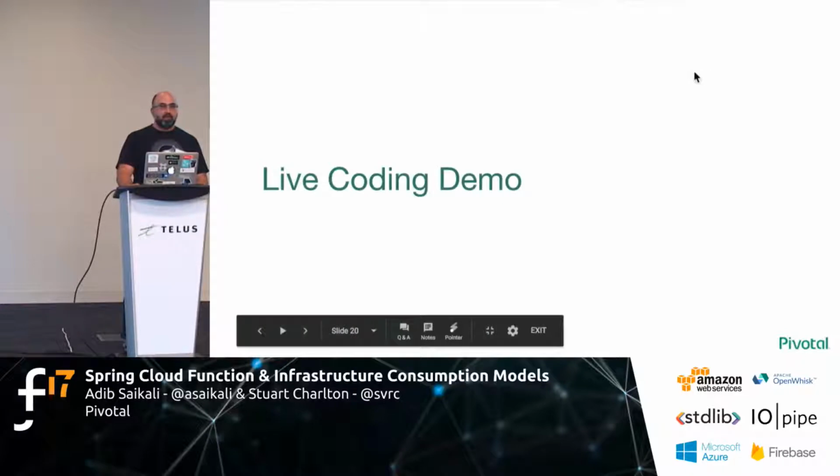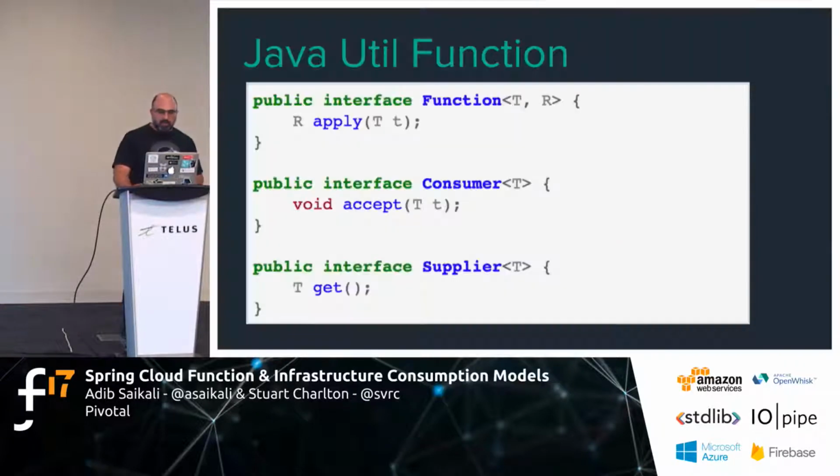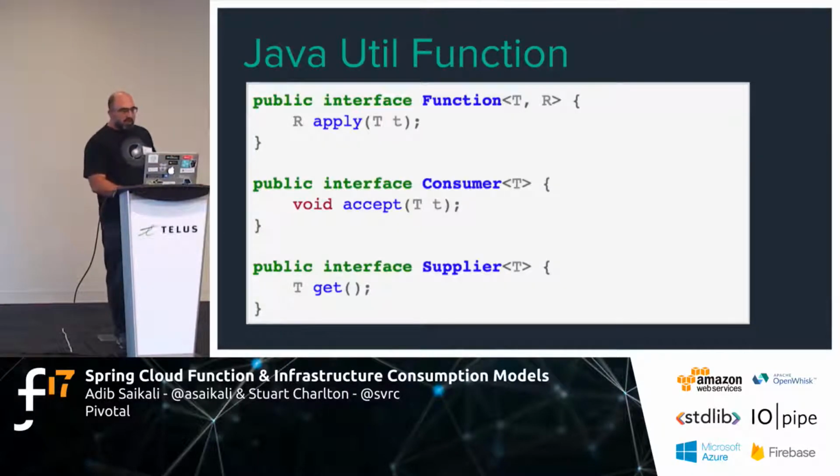Okay, interesting. Yeah. And this is kind of interesting. So going back to the three things you can do with it, these are the three functions from Java util we use: consumer, supplier, and function.